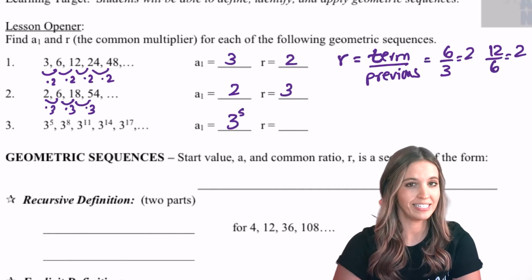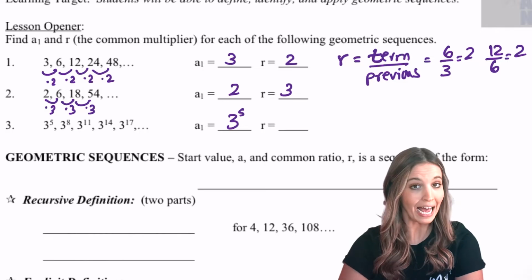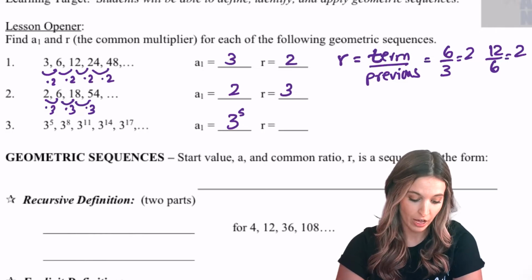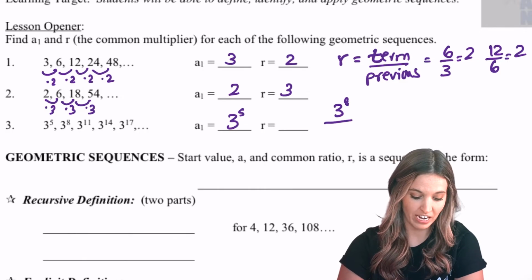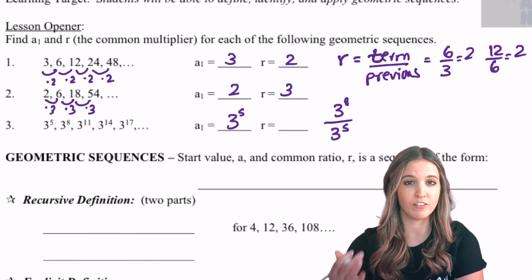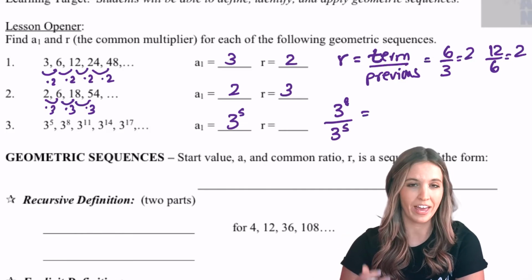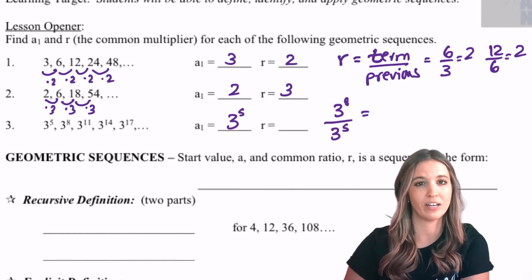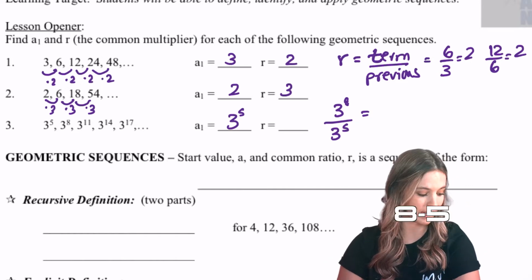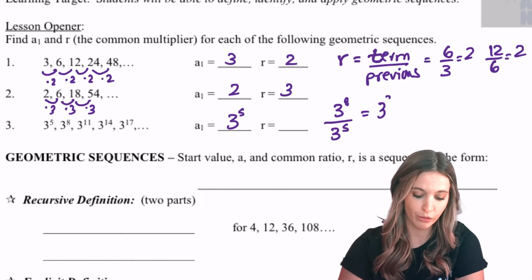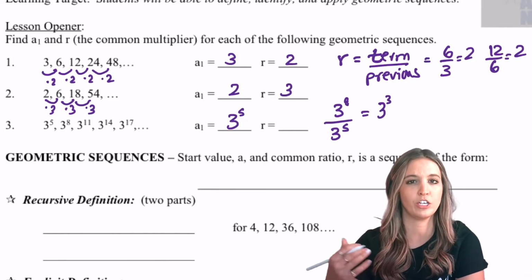So with that in mind, I could find r in the last sequence by taking 3 to the 8th and dividing by 3 to the 5th. Term divided by previous term. Well, they have the same base, and I'm dividing, so I'd subtract their exponents. 8 minus 5 is 3, so I'd get 3 to the 3rd is my common ratio r.